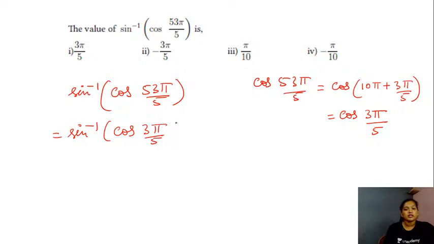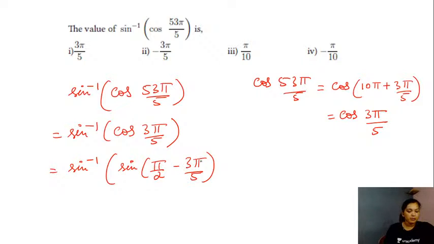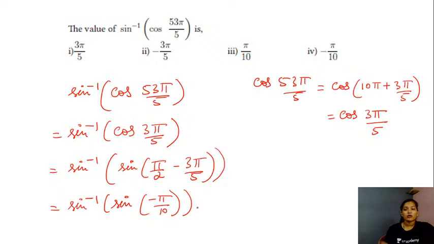Now let us express cos 3 pi by 5 in terms of sine. Using your concept of allied angles, you can take this as sine of pi by 2 minus 3 pi by 5. Pi by 2 minus 3 pi by 5, students, is equal to minus pi by 10 here in this case. So you would have this as sine inverse of sine of minus pi by 10. Minus pi by 10 is within the interval that we want, that is minus pi by 2 to plus pi by 2. So sine inverse of sine of minus pi by 10 will be nothing but minus pi by 10. Option 4 will be the right answer for this question here.